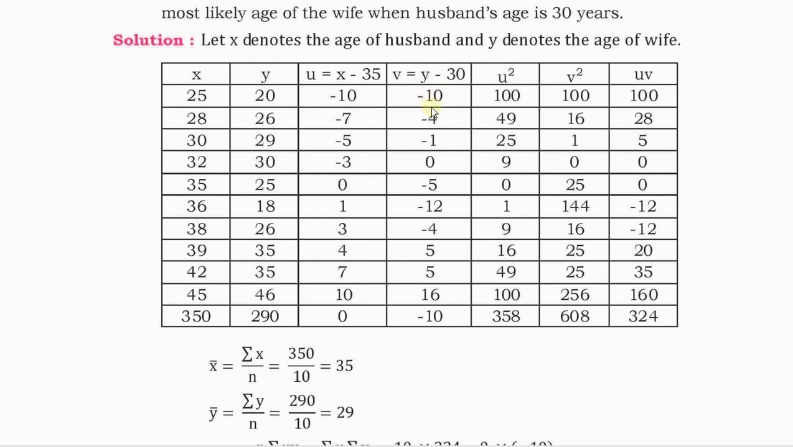Next, the v values, that is minus 10, 4, minus 4, minus 1, 0, minus 5, minus 12, minus 4, 5, 5, 16. The answer is minus 10. Next, the u values have been squared here, the v values have been squared here, and again we require uv. Let us look at how it has been substituted here.